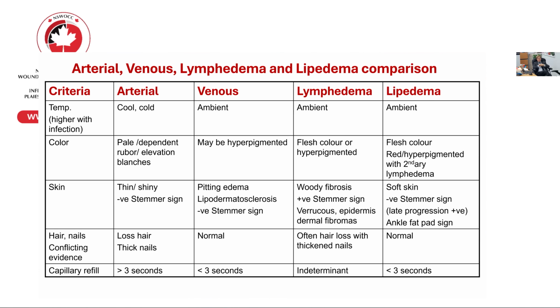In the lipedema, you saw the flesh color, red hyperpigmented with secondary lymphedema, and that usually occurs in the gaiter area or the lower third of the calf. And with this, you see a negative Stemmer sign. Late progression may be positive, and that's when you get lymphedema. And the ankle fat pad sign, which you saw. And we also know that the hair and nails are normal, and capillary refill is less than 3 seconds. Next one.